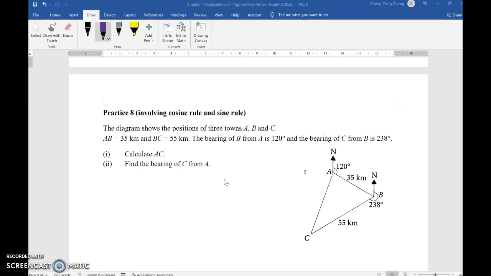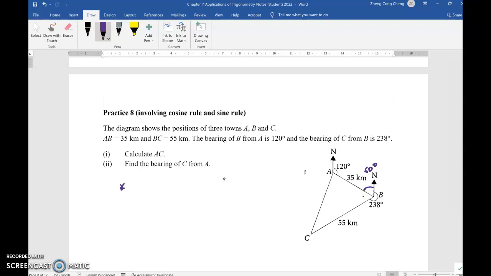The diagram shows the position of three towns, A, B, and C. Calculate the length AC. I realized that in order for me to use the cosine rule, I need to be able to find out what this angle over here is. So what can I do? I observe that I have two norths. When I have two norths, it means that there are alternate angles or interior angles over here. And obviously, we see that there's an interior angle over here.